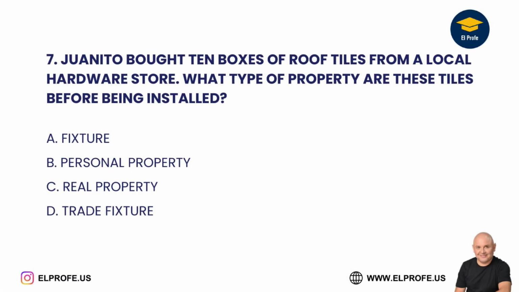Question 7. Juanito bought 10 boxes of roof tiles from a local hardware store. What type of property are these tiles before being installed? That's the key. Before being installed, the tiles are personal property. Once they're installed, they become fixtures.